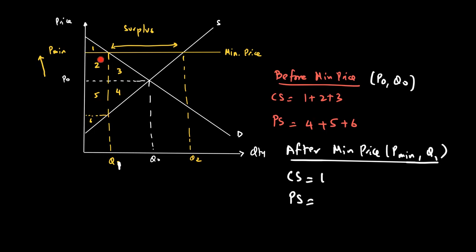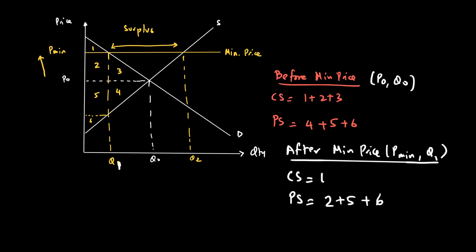This is what the price is. So this means area 2, 5, and 6 is all the producer surplus they are pocketing, because area under the P-min price above the supply curve is area 2 plus 5 plus 6. So 2 plus 5 plus 6 is basically the gain in producer surplus. So what we notice here is just that as compared to previously, of course, consumers are worse off, because consumer surplus has gone from 1 plus 2 plus 3 to only area 1.